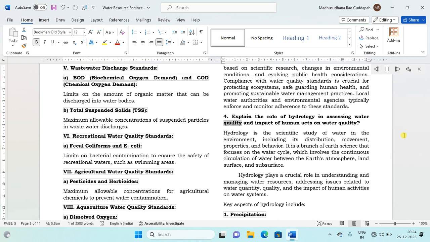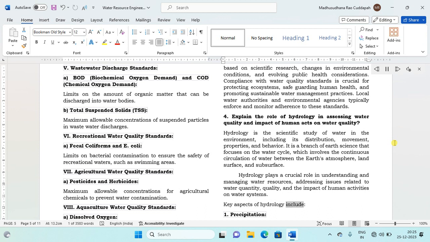4. Explain the role of hydrology in assessing water quality and the impact of human acts on water quality. Hydrology is the scientific study of water in the environment, including its distribution, movement, properties, and behavior. It is a branch of earth science that focuses on the water cycle, which involves the continuous circulation of water between the Earth's atmosphere, land surface, and subsurface. Hydrology plays a crucial role in understanding and managing water resources, addressing issues related to water quantity, quality, and the impact of human activities on water systems.